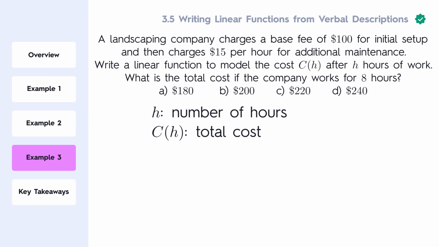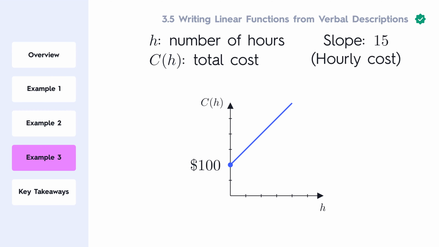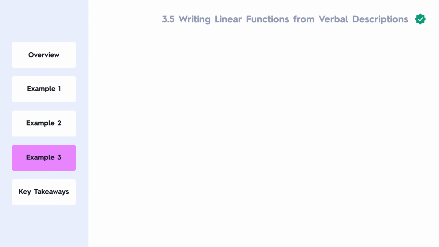The company charges $15 per hour for maintenance, so this is the slope of our linear function. The slope tells us how much the cost increases for each additional hour worked. The company also charges a one-time base fee of $100 for the initial setup, which is the cost when no hours have been worked. This is our y-intercept, because it's the starting value of the total cost when h is equal to 0.